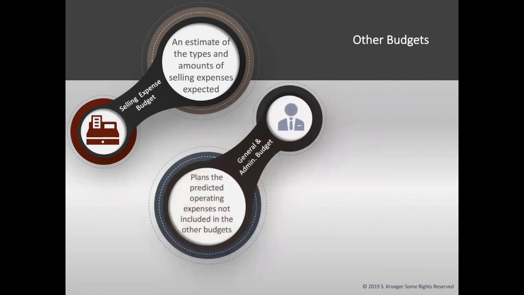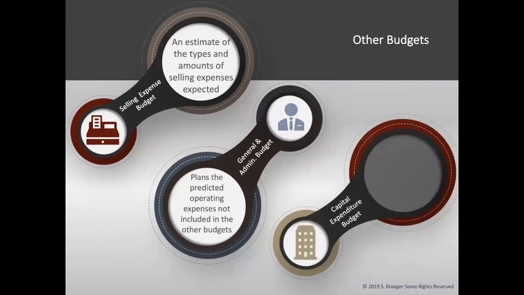We have the general and administrative budget. This plans the predicted operating expenses that are not already included on the other budgets. This is usually the variable plus the fixed costs for general and administrative items added together.